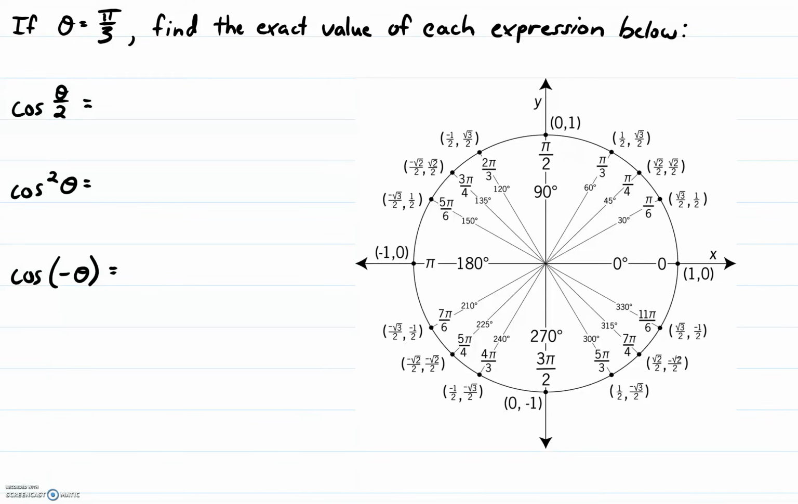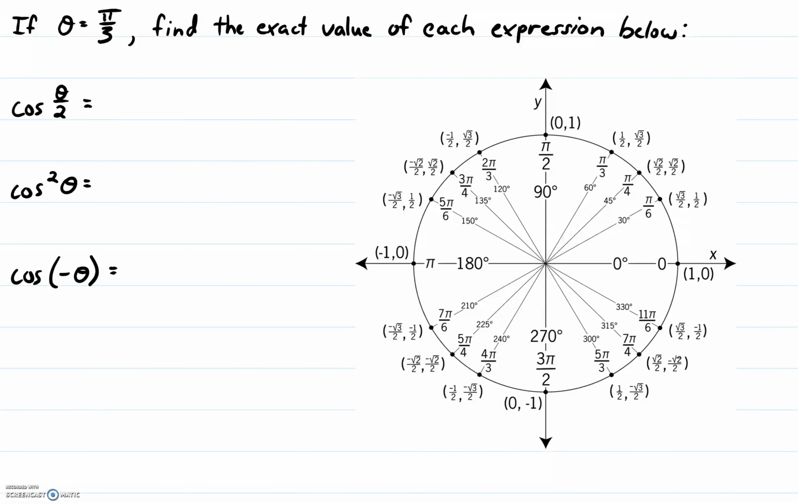In this video, we're going to use theta equal to pi over 3 to find the exact value of each of the expressions listed. We want to find the value of cosine theta over 2, cosine squared of theta, and the cosine of negative theta. So as usual, we're going to try to use the unit circle where we can.